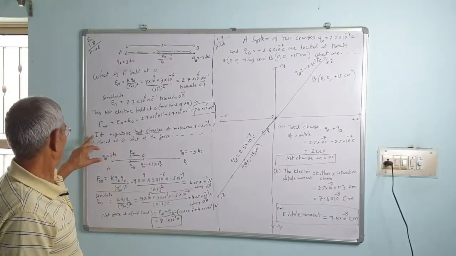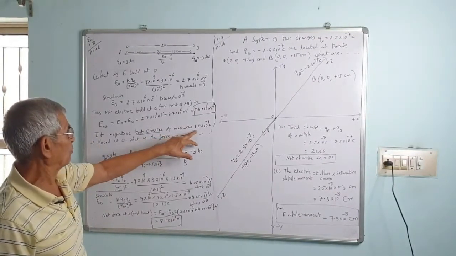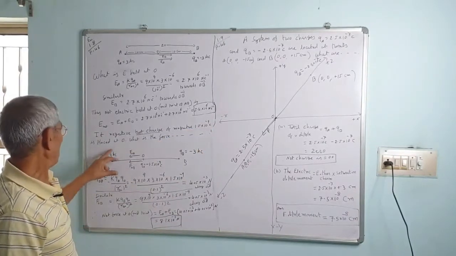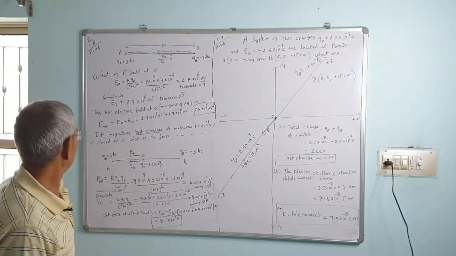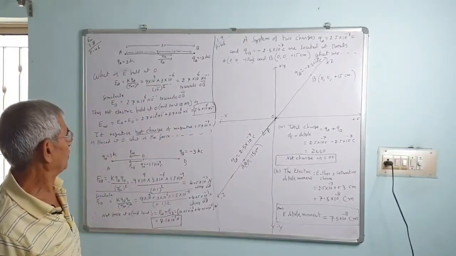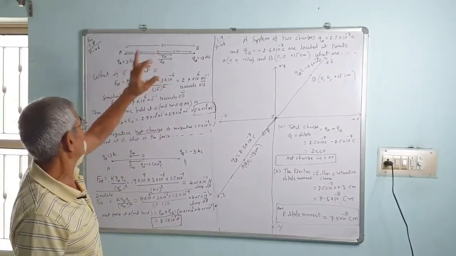Now the second part: if a negative test charge of magnitude 1.5 into 10 raised to minus 9 coulomb is placed at O, what is the force on the 1.5 into 10 raised to minus 9 coulomb charge placed at the midpoint?